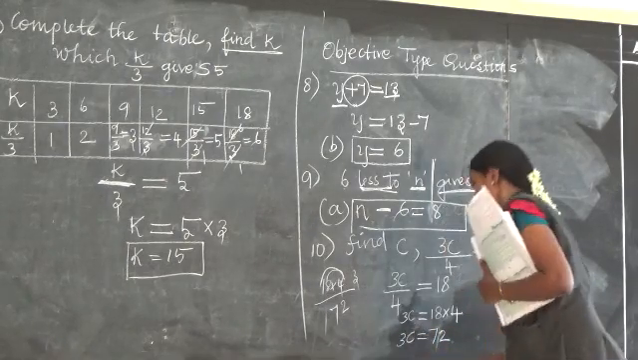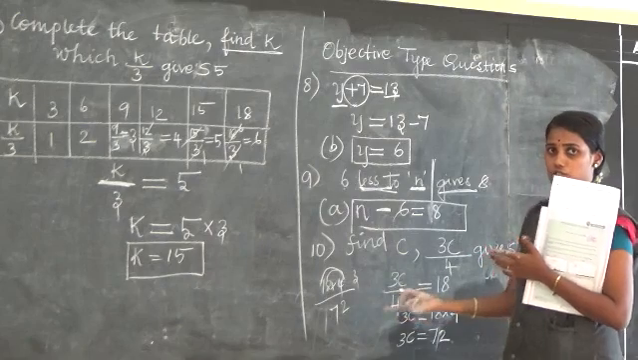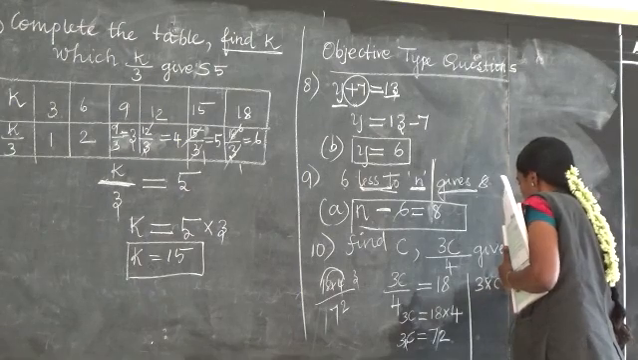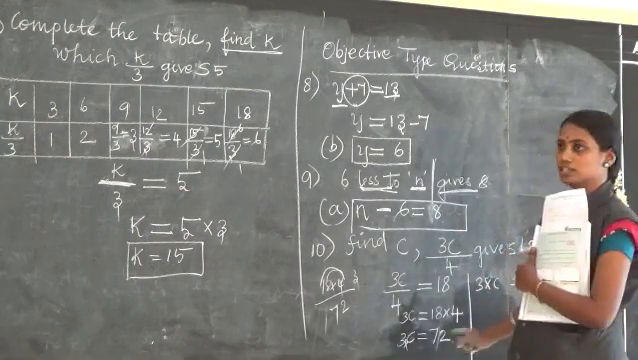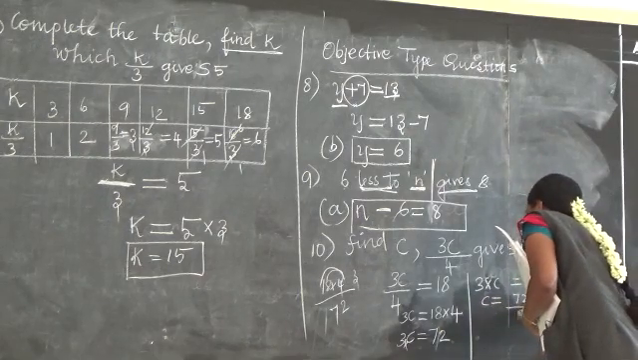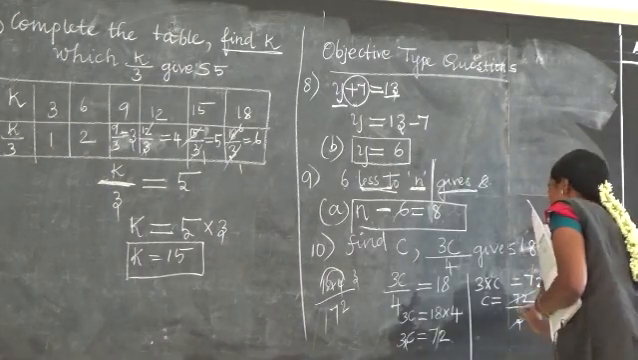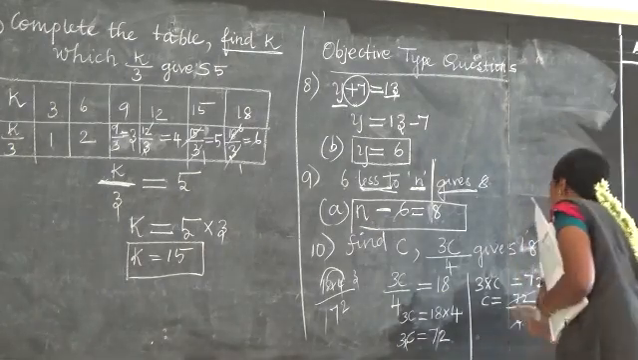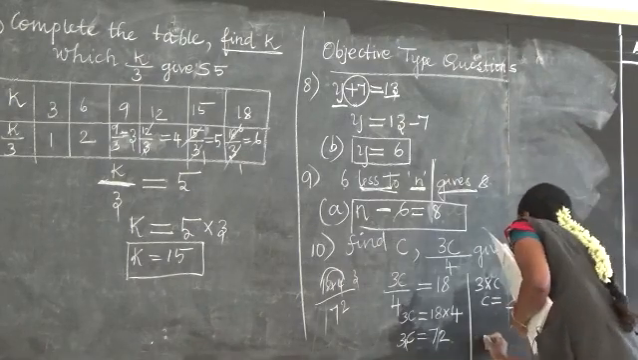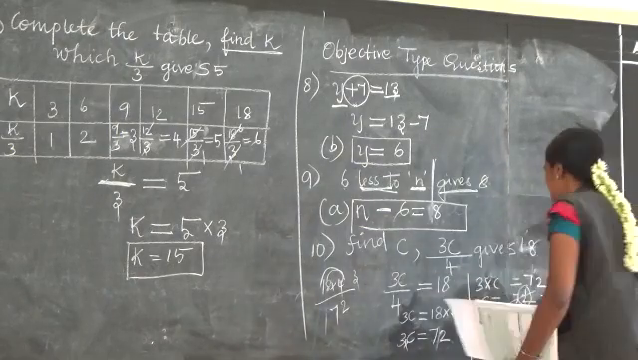Then 3C write as it is. Between 3 and C, what sign is there? No sign. So you will consider it as multiplication. 3 into C equal to 72. C value, 72 divided by 3. 3 table. If you cancel, 3 2s are 6. Remainder 1. 12. 12, how many times will come in the 3 table? 4 times. So C value is 24. Answer is option C.